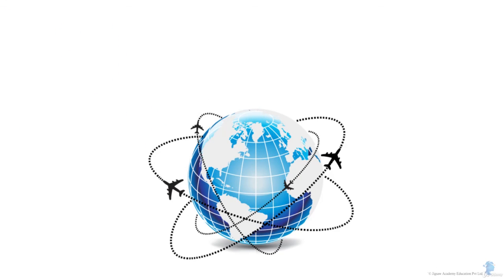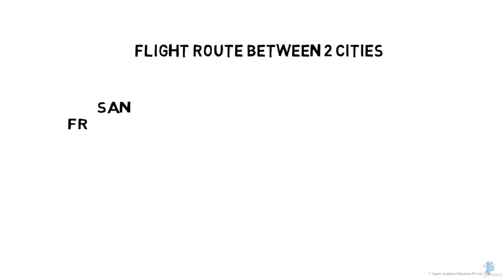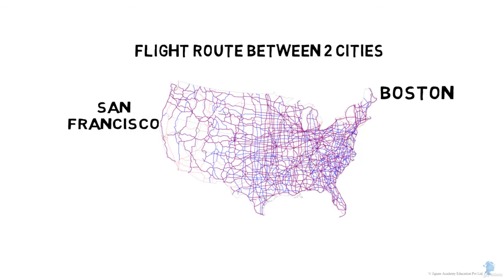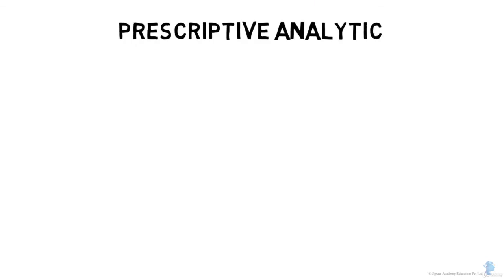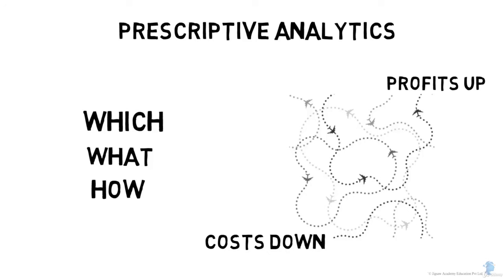Airlines are always looking for ways to optimize their routes for maximum efficiency. This can be billions of dollars in potential savings. But this isn't that easy to do. With over 50 million commercial flights in the world every year, there's a flight every second. Just a simple flight route between two cities, let's say San Francisco to Boston, has a possible 2,000 route options. So the aviation industry often relies on prescriptive analytics to decide which, what, and how they should fly their airlines to keep costs down and profits up.